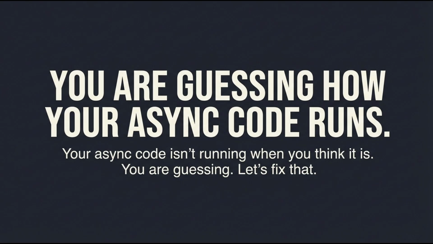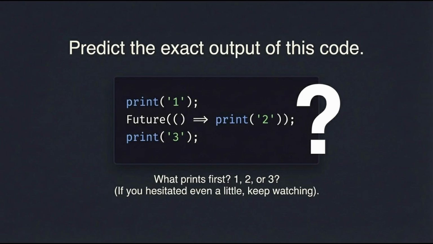Let's fix that today. Here, look at this. Print 1. Future. Arrow. Print 2. Print 3. What does this print? 1, 2, 3? If that's your answer, that's actually wrong. And even if you got it right, do you know exactly why it runs in that order? Because that's what this video is really about. Let me walk you through it. It only takes 5 minutes.